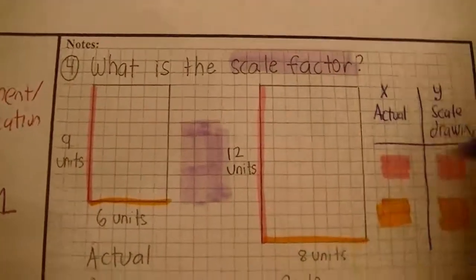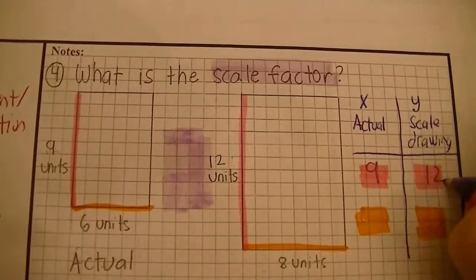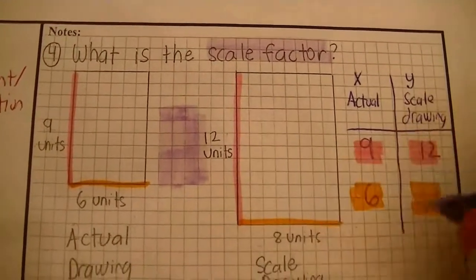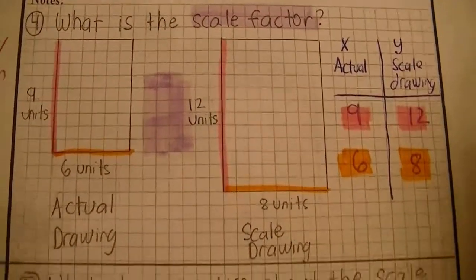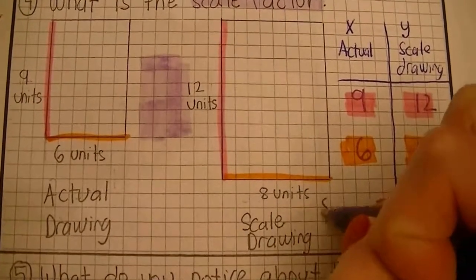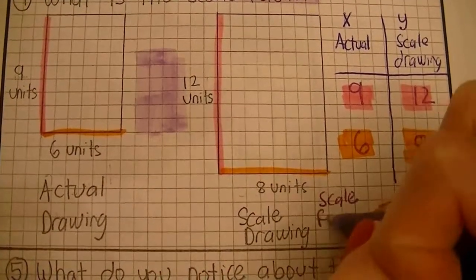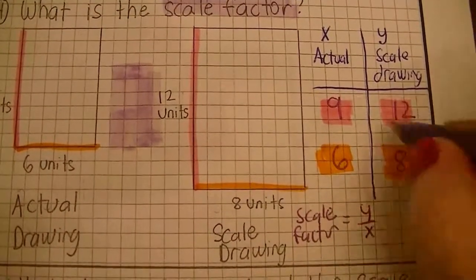Okay, so this is what you should have gotten. So this right here is 9 units. This one's 12 units in the scale drawing. In the actual, we got 6 units and then 8 units in the scale drawing. So to find the unit rate, the scale factor, you need to go y divided by x. Okay? And you can pick either one of them.